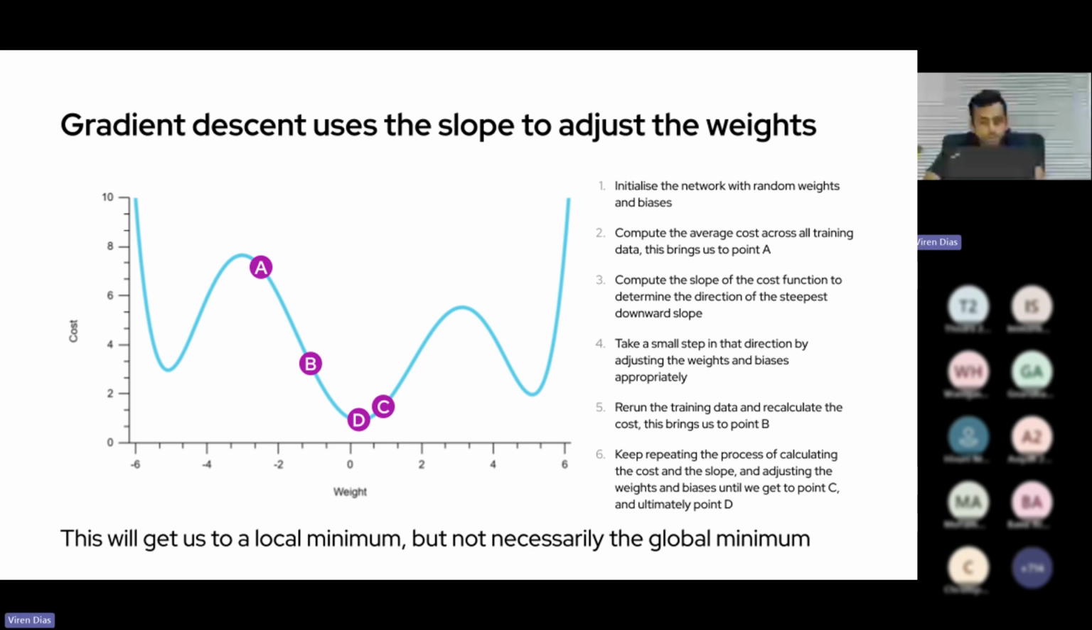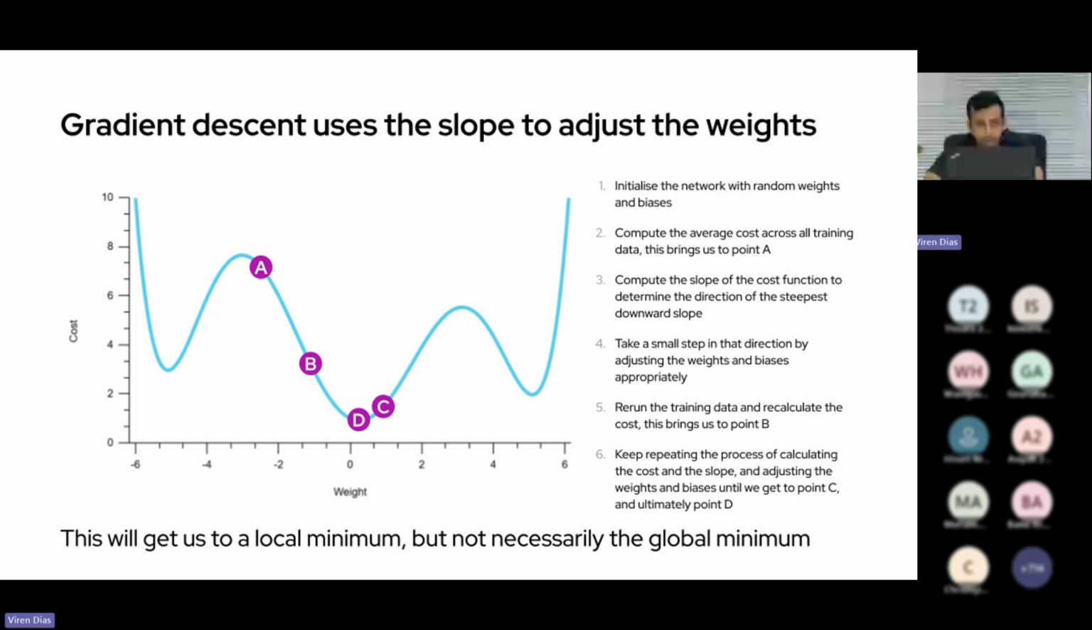So first, you want to initialize the neural network with completely random weights and biases. There are different choices for how you can initialize it. Maybe you can initialize it with zeros, but just for the sake of this, let's just say you initialize it completely random. Then you run all the training examples through the network and calculate the cost, and you arrive at point A in the graph, for example.